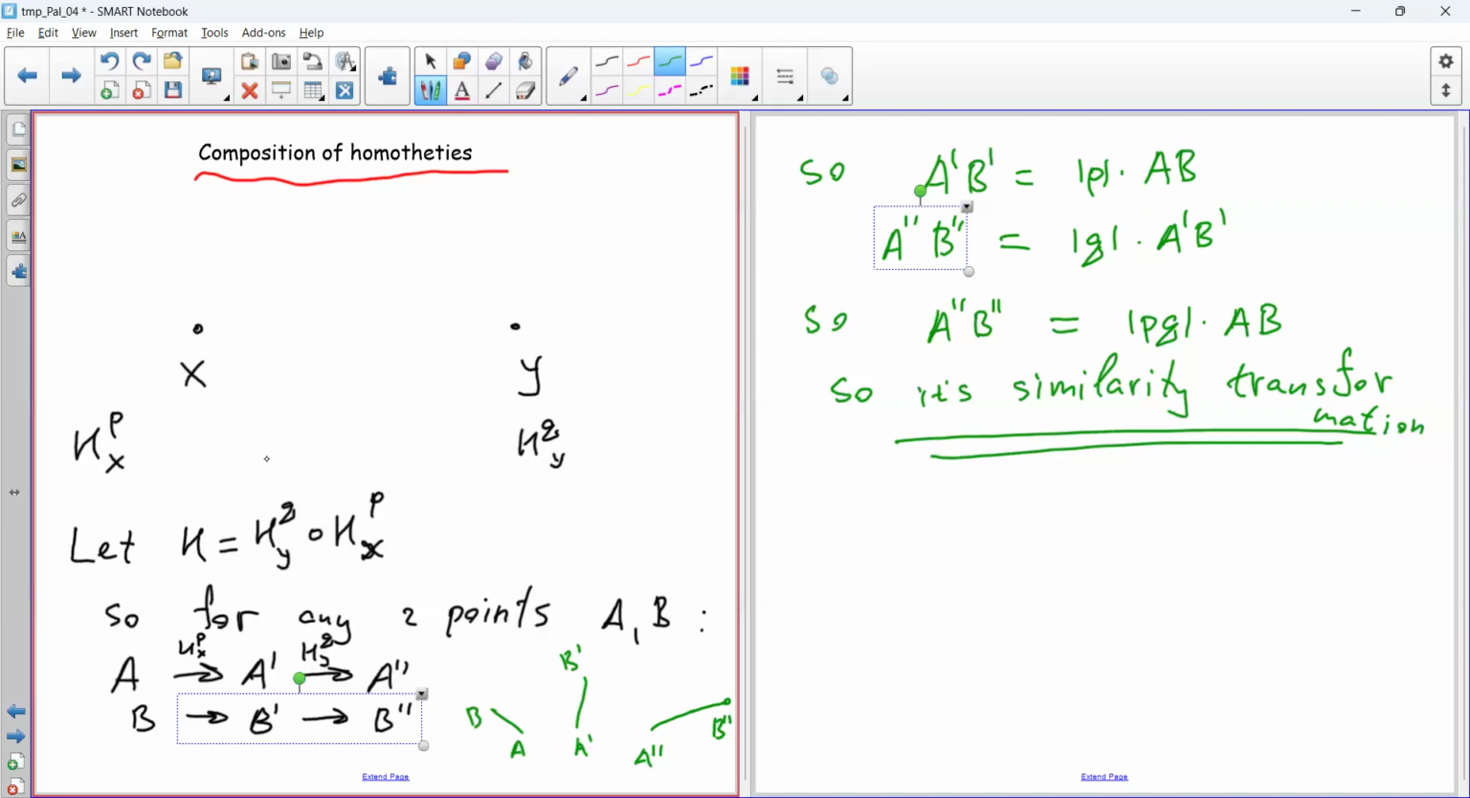I have a small question. Does that mean that for every two similar triangles, there is some homothety between them? Sort of, yes, but with some limitations.